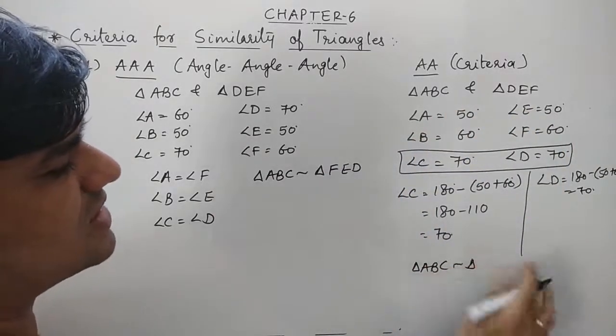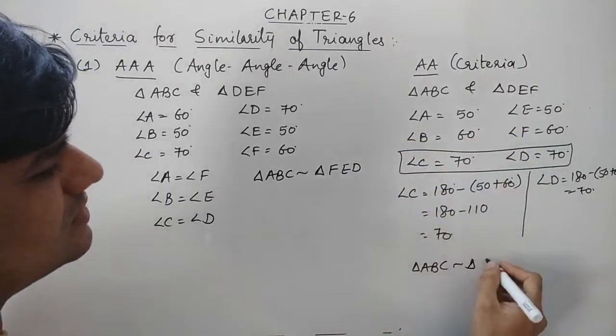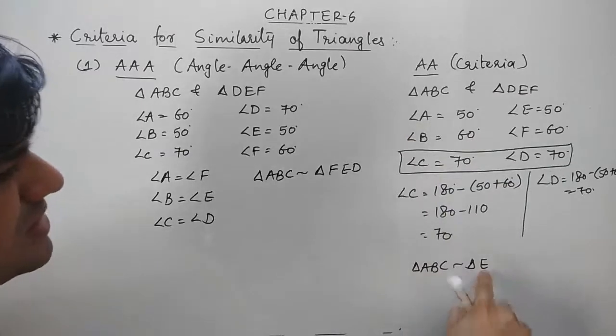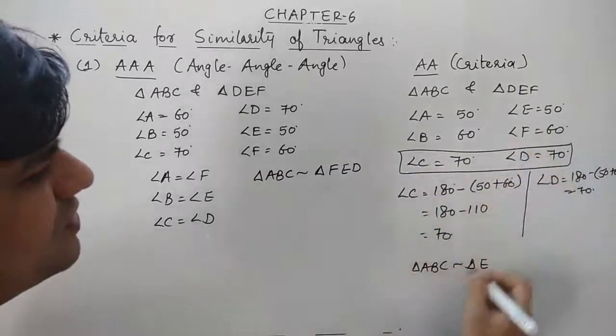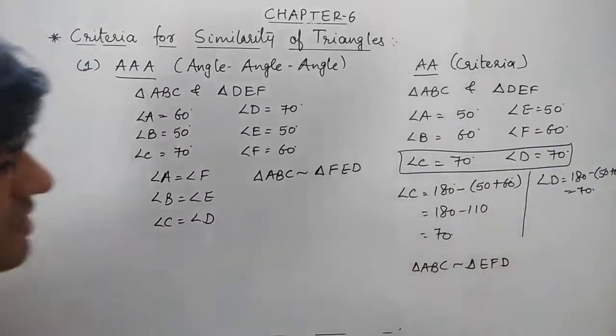So let's see what the correspondence is here. A corresponds with E, so A first, E first. B corresponds with F, B second, F second. So automatically C corresponds with D.